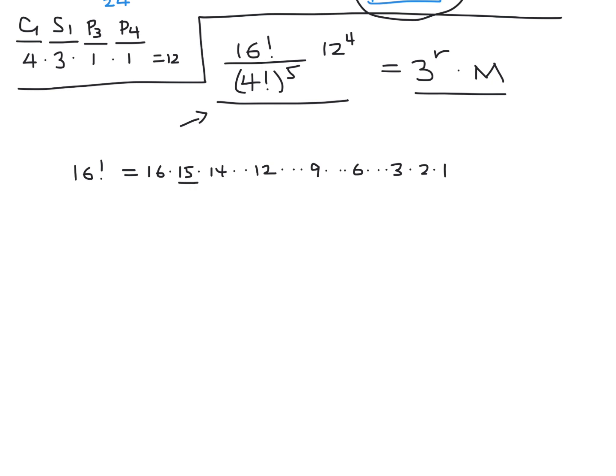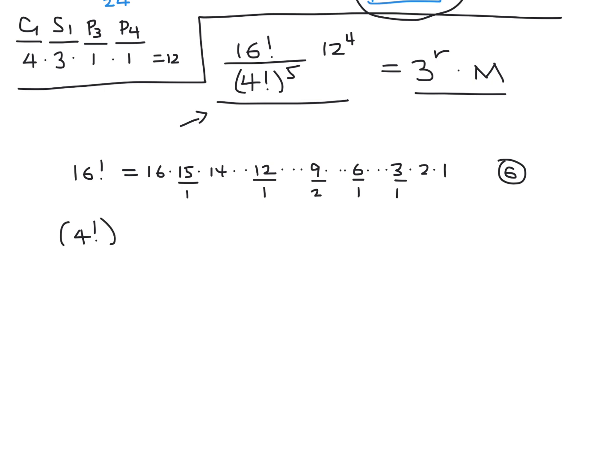So the 15, the 12, the 9, the 6, and the 3. Those have factors of 3 in them, correct? Yeah, so there's 1 here, 2 here, 1 here, and 1 here. Factors of 3. So 1, 2, 3, 4, 5, 6 total. 6 factors of 3. Okay. Now we'll concentrate on, what is it called? The denominator.